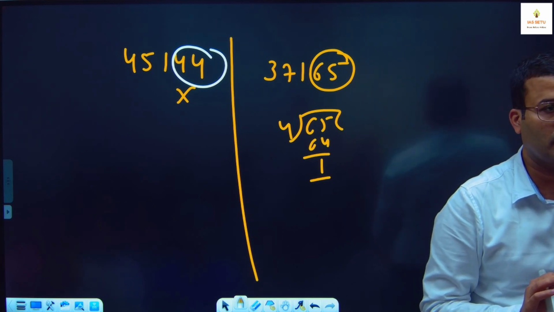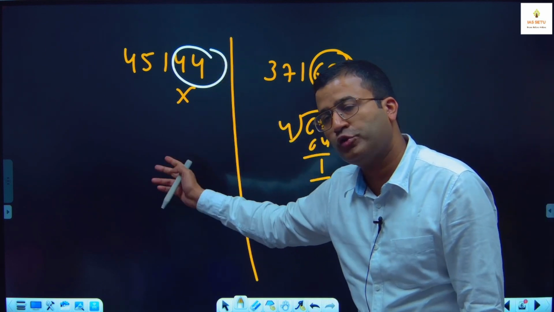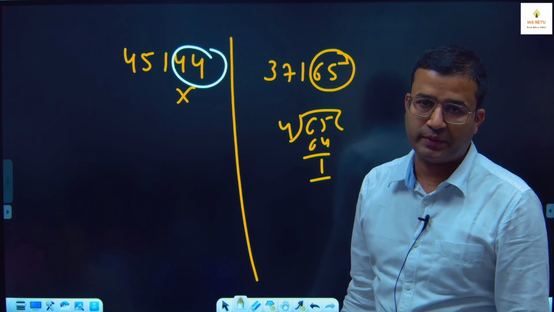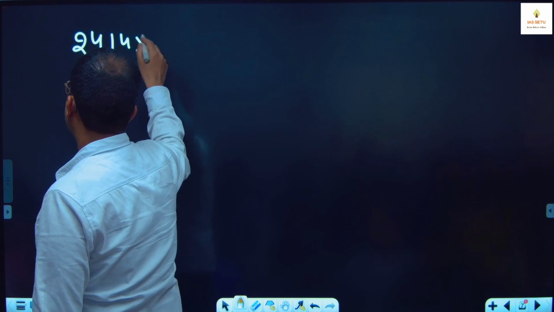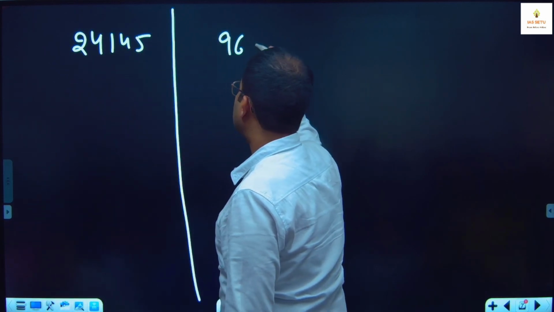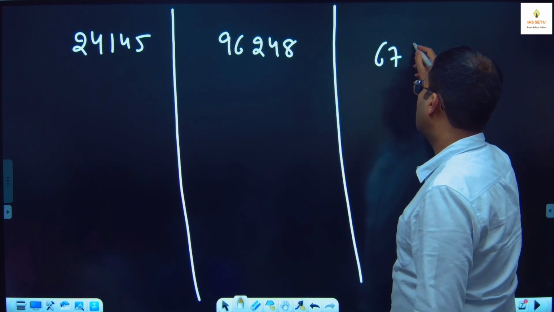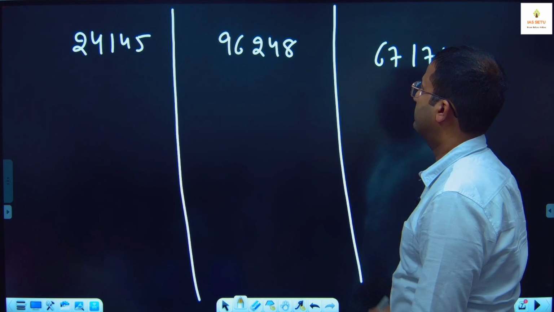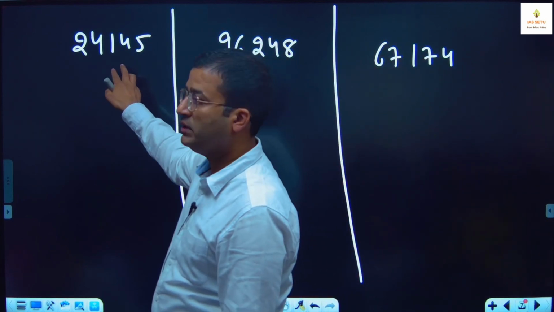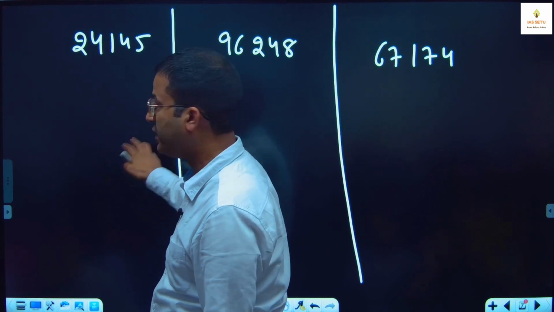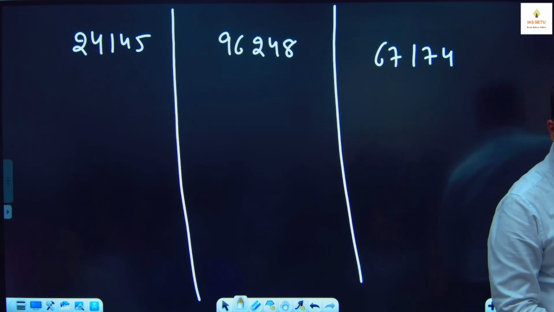That is the idea. I ask you 3 questions. Take your time. You have to check whether that number is divisible by 4. You write yes. If no, then you have to find the remainder. 24,145, 96,248, 67,174. Go slow, keep the answer with yourself. Is this number divisible by 4, yes or no? If no, then what is the remainder? Keep the answer with yourself.